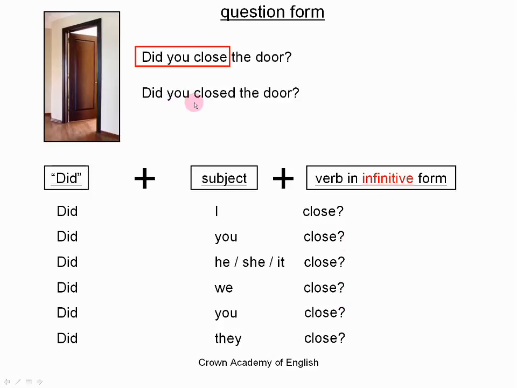And again, this is wrong because this is the past simple form, and we see here the question form must take the infinitive form. So that is wrong, and that is right. That is correct. Okay, so this is the question form.